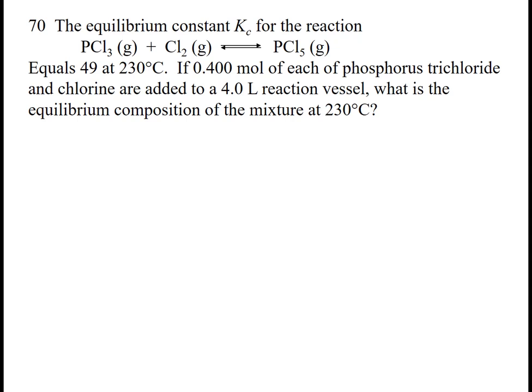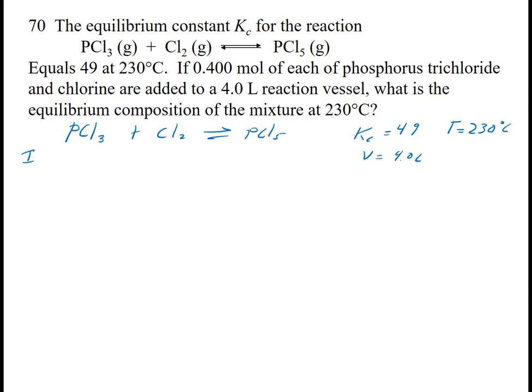Okay, this is the second example of determining the equilibrium concentrations when you're given Kc and the initial concentration. So the steps are, I'm going to write down the balanced reaction. I'm going to do I, and I'm going to make a list over here of what I have. I have Kc is equal to 49. I have the temperature is equal to 230 degrees C. And I have a volume of 4.0 liters.